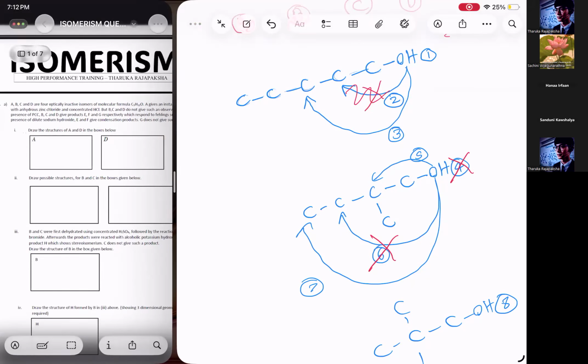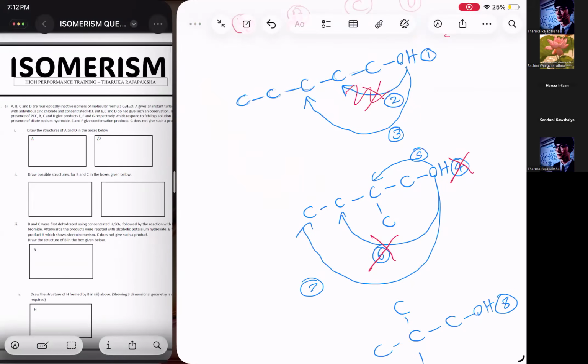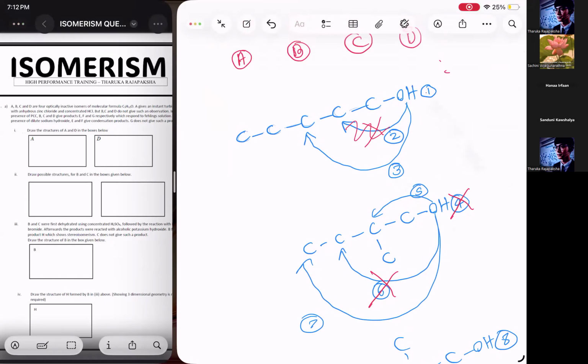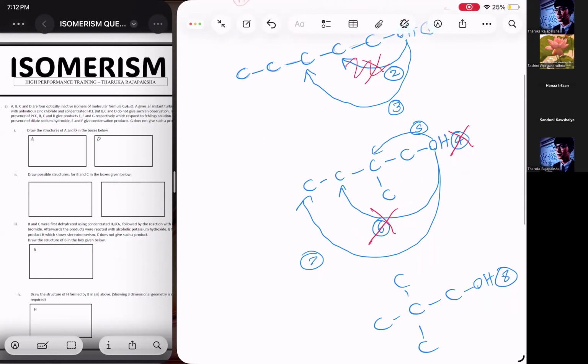Now look, A gives an instant turbidity with anhydrous zinc chloride. It gives instant turbidity. Who's the compound who's giving instant turbidity? Tertiary carbons, right? So tertiary carbon, we have to pick it up, right? Where is the tertiary carbon? Not 1, of course. Of course, 3 is a secondary carbon. Fifth one, right? If the OH group moves here, it is a tertiary carbon. So now we know what is A, right? A is the fifth one. There you go. A is the fifth structure. This is how you do a structure question.